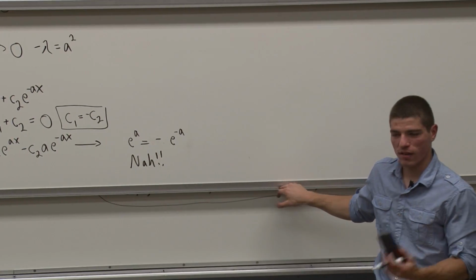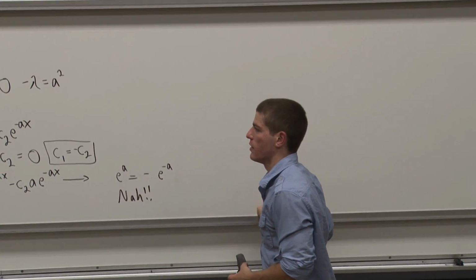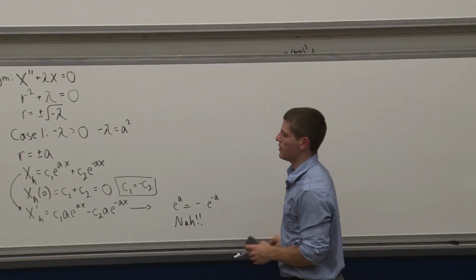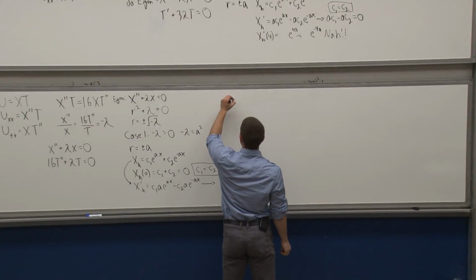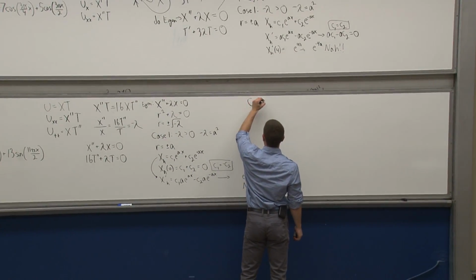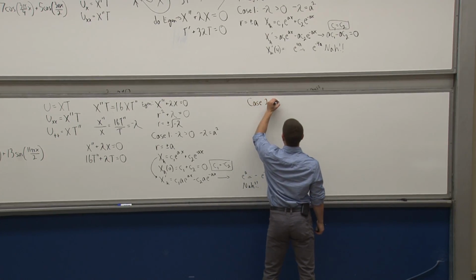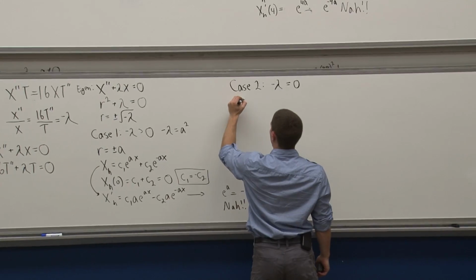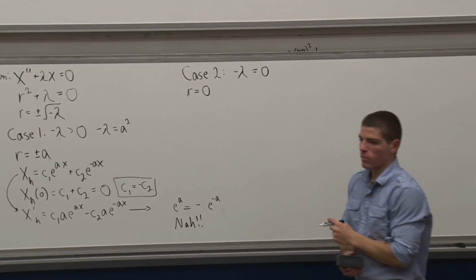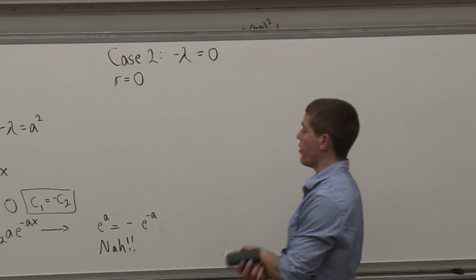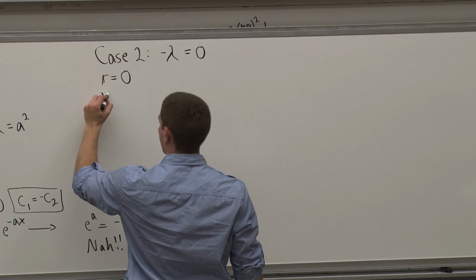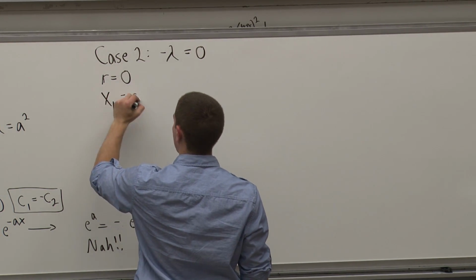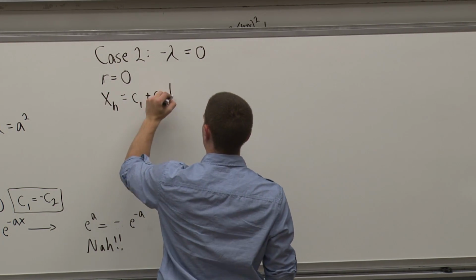Pretty straightforward. You guys should be experts at case 1. Okay. So now case 2. Case 2 is when everything underneath the square root is equal to 0. In other words, r is equal to 0. If r is equal to 0, that means our x homogeneous is going to be equal to c1 plus c2 t.